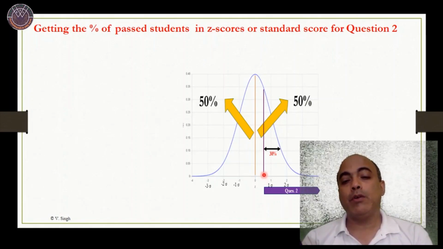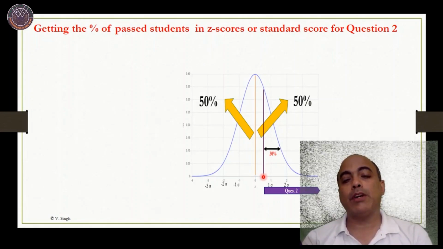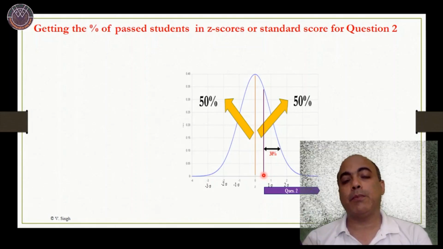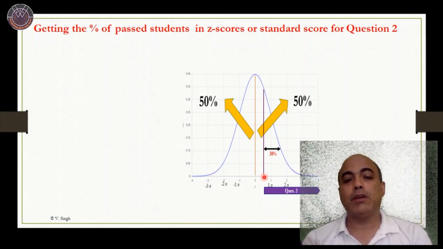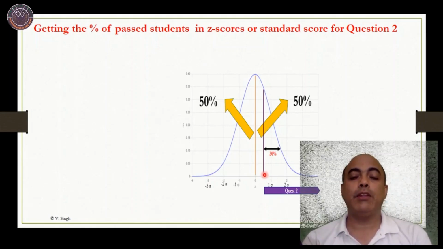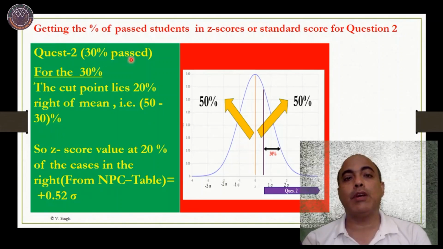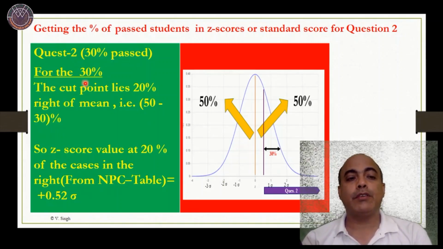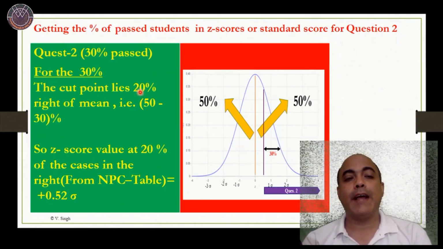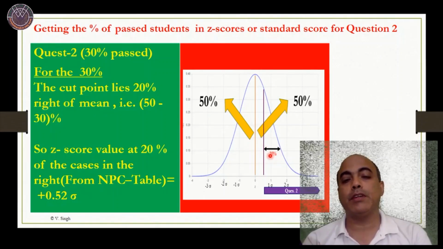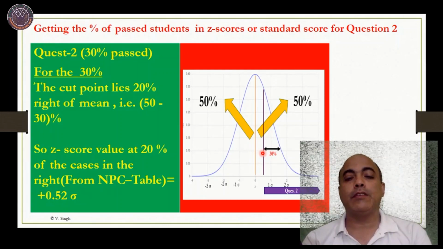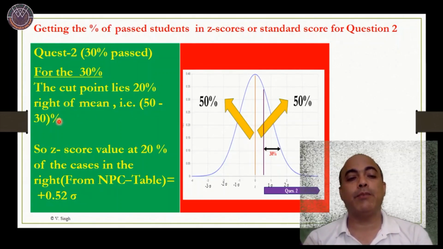We are sure here that this particular cut point is in the positive part of the sigma, so this standard score will be in positive form. Let us see: for question number 2, where 30% of the students have passed, the cut point lies 20% right of the mean, because 30% is from this side. So it is lying right of the mean, that is 50 minus 30, that is 20%.